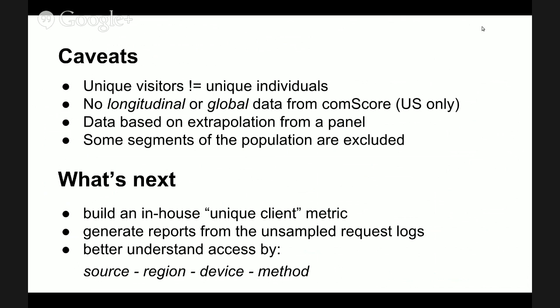So what's next? We're working both in research and the analytics team on building an in-house set of metrics, including unique clients. And we're going to start with apps as our first use case. We're evaluating a number of options to make sure that they're technically feasible and also respectful of our privacy policy. We'll be generating reports from the unsampled request logs that we started collecting for the first time and storing in Hadoop. And what this is going to lead us to is a better understanding of access as a function of the source of traffic, the region of traffic, the device class, and the method by which people access our sites.